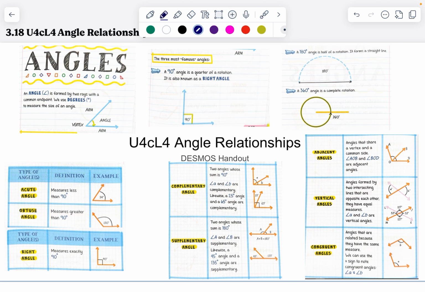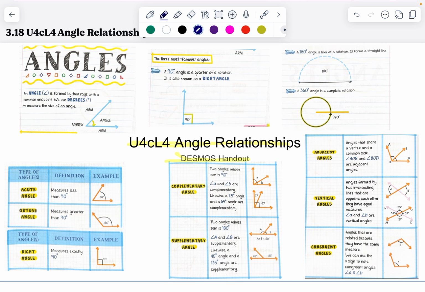All right, so we're going to talk about angle relationships today. This page doesn't look exactly like the front of your handout. Your handout just has this right here on it. It says U4cL4, that's Unit 4C, Lesson 4, Angle Relationships, Desmos handout. I've added some things to this in order to be able to go through it with you today, okay?